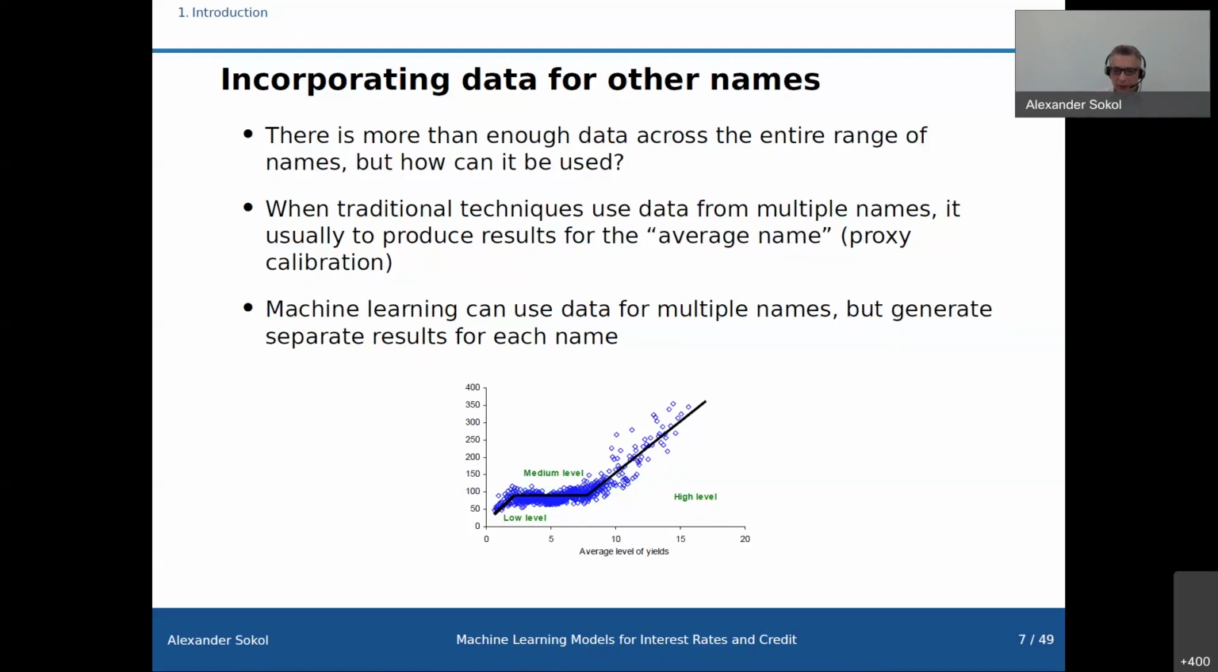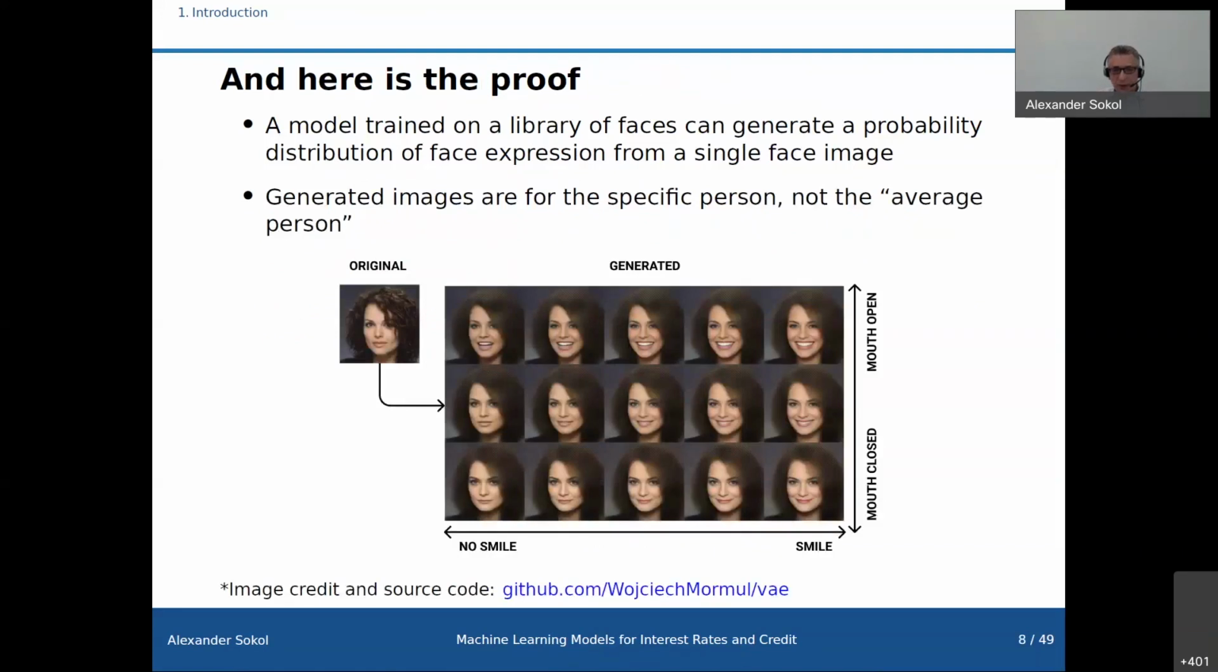Machine learning is a technique that can use data from multiple names, but generate separate results for each name in a highly sophisticated way, and not just by essentially replacing data with the average where you don't know what it is. Okay, so how do we know this? Well, here's the proof, right?